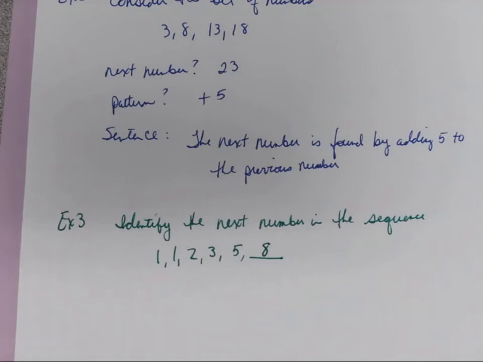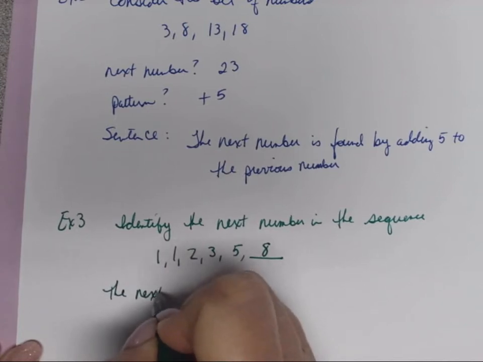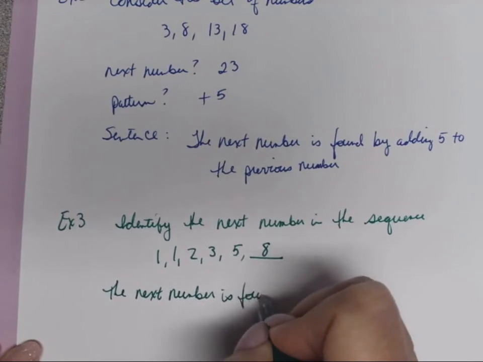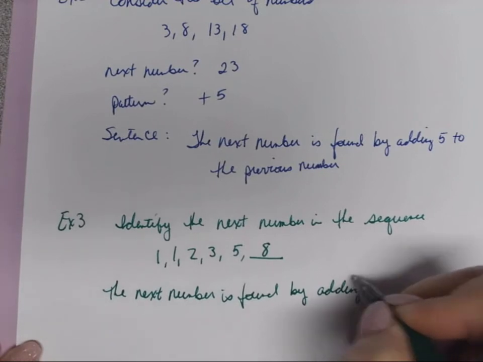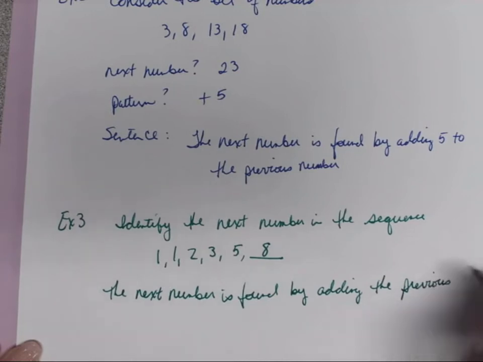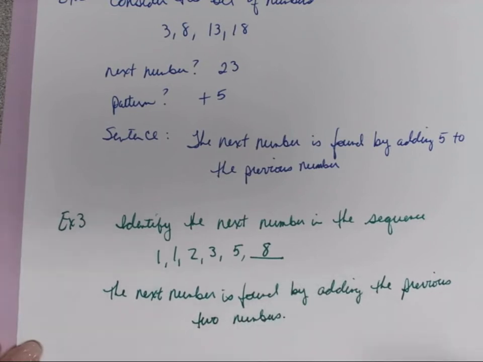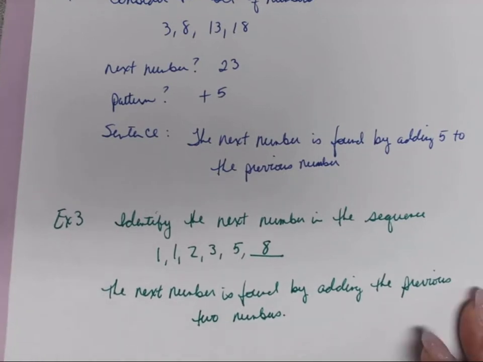So what we can do for a sentence for this is: the next number is found by adding the previous two numbers. So by adding the previous two numbers, we end up with the next number. All right.